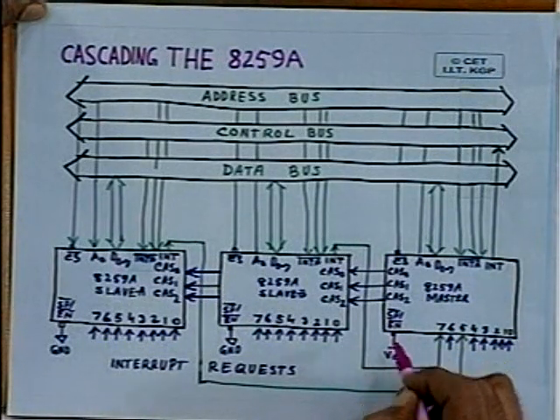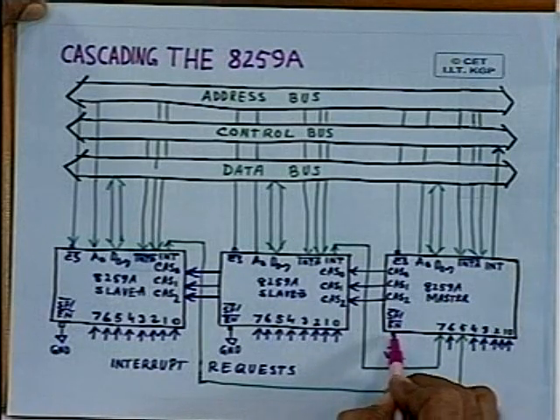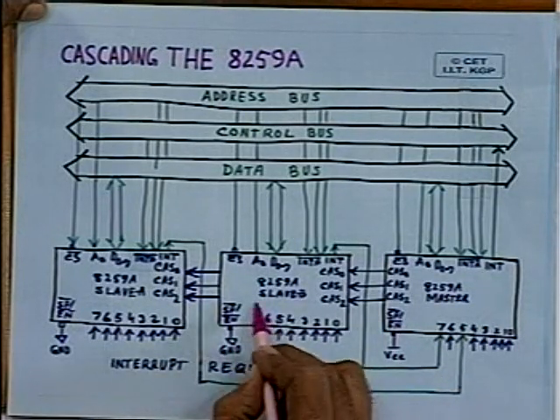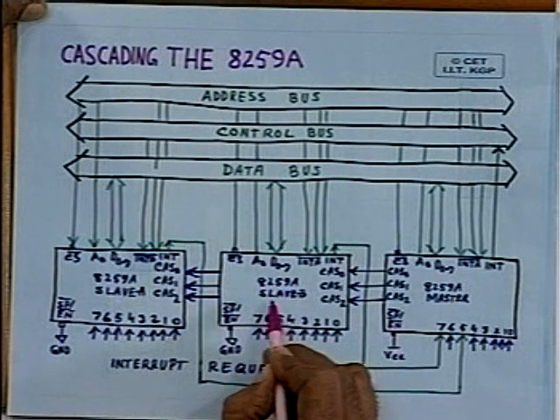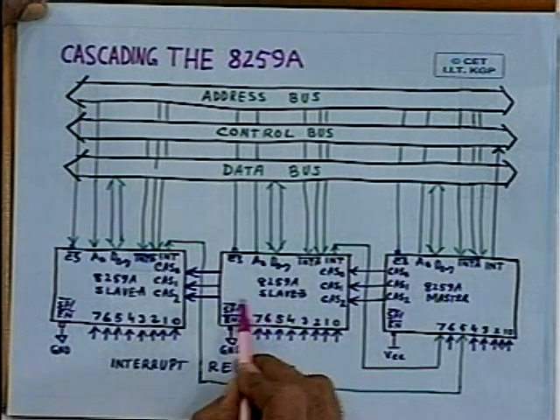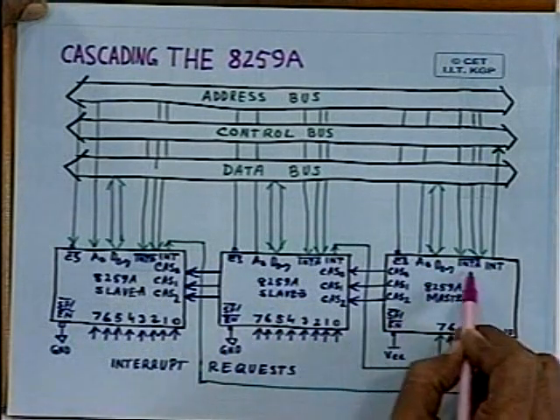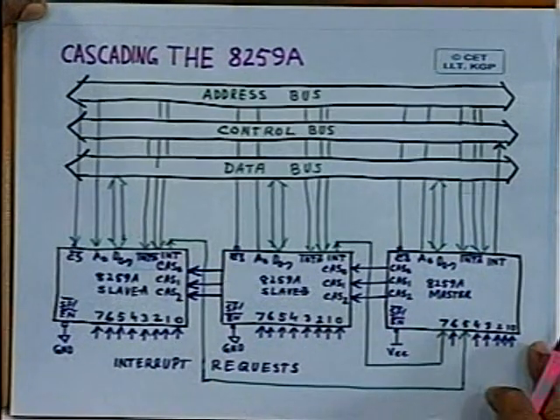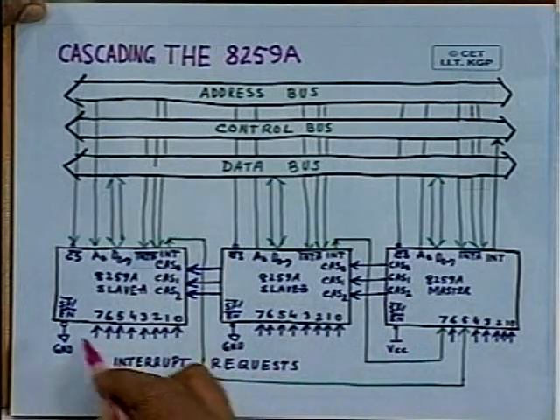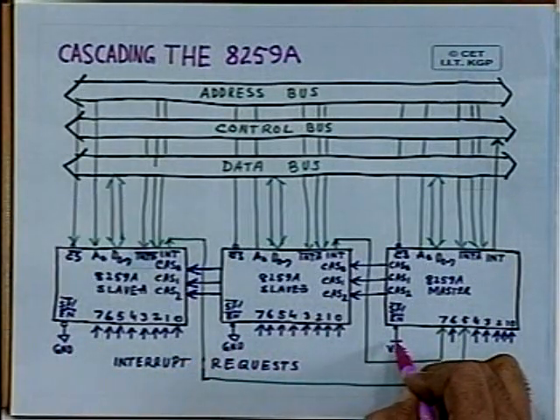And whenever this line is connected to ground, then it acts as a slave. So you can see here in this system, you have got two slave 8259 devices and one master 8259 device. So apart from these pins, what are the other differences? Let us try to understand.